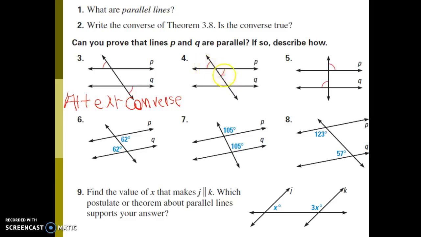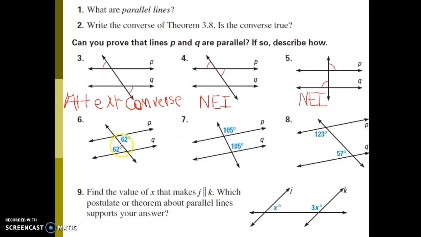Number 4, we're given a pair of vertical angles. We do not have any theorem that states anything about parallel lines and vertical angles. For this, we do not have enough information to prove that they would be parallel. Number 5, we have an angle up here and down here. There is no relationship between these angles to say that they are vertical, alternate interior, alternate exterior, corresponding, none of that. So I can't assume from this that these are parallel lines.